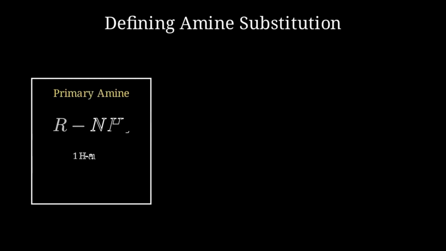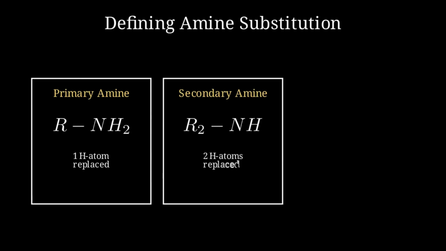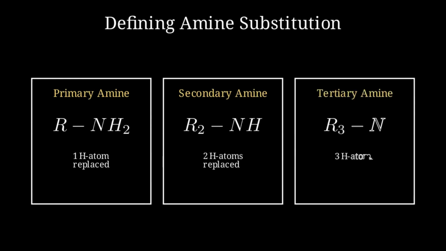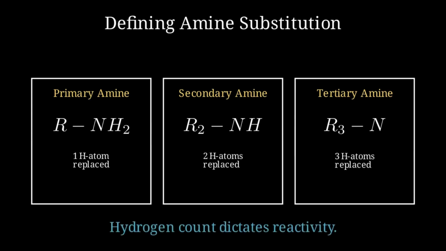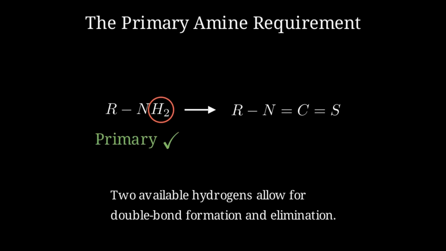Amines are categorized by how many hydrogen atoms of ammonia are replaced by organic groups. Primary amines have 2 hydrogens, secondary have 1, and tertiary have none. This hydrogen count is the primary constraint for isothiocyanate formation. The formation of the isothiocyanate double bonds requires the loss of 2 hydrogen atoms from the starting nitrogen. Therefore, primary amines are the ideal and most common precursors for this specific chemical transformation.